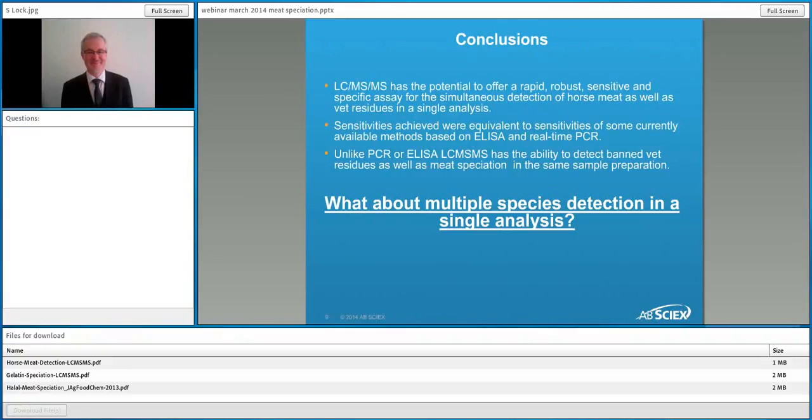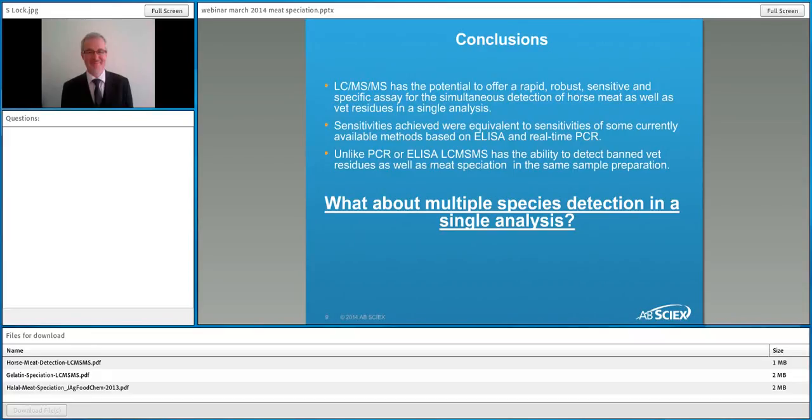So I just want to finish off with some brief conclusions to this short presentation before Jens kicks off his talk. We feel at AB Science that LCMS has a real potential in meat speciation. One of the benefits of LCMS is the multiple points of confirmation, and we have shown in this short presentation that we're able to detect multiple markers for horse meat, as well as the vet residues present in horse in the same analysis. And this is something you simply can't do currently with other methods, for example, ELISA or PCR, because these methods are not suitable or simply can't detect the bute together with the horse meat markers. In PCR, it's DNA, and ELISA, just the proteins.